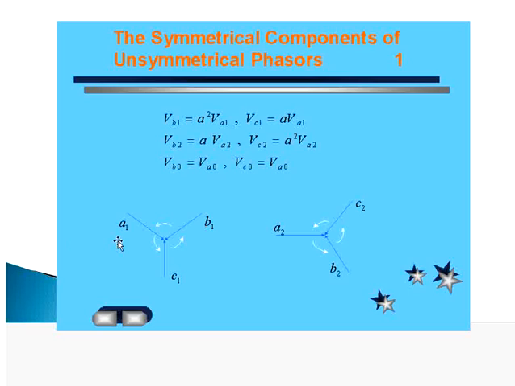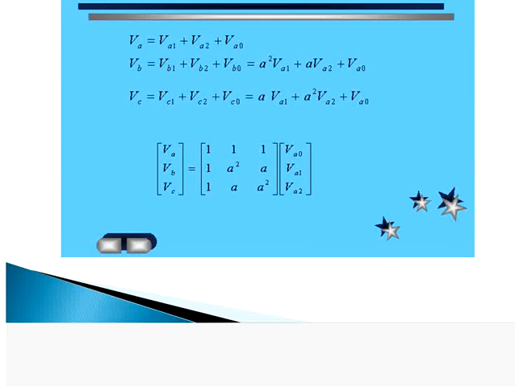The same thing had been given here. Now we will put it into matrix form and see what we get. So what is VA? VA1, VA2, VA0, right? It is the sum of three components. The phase voltage is equal to the sum of three symmetrical components. Now, what is VB? VB1, VB2, VB0. And VC equals VC1 plus VC2, VC0.